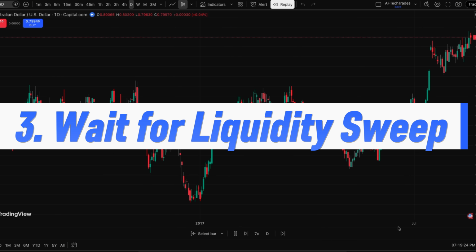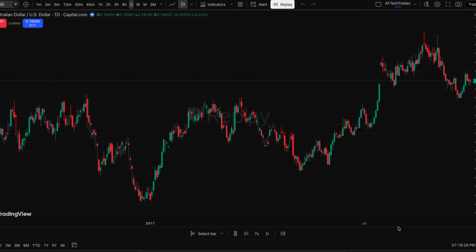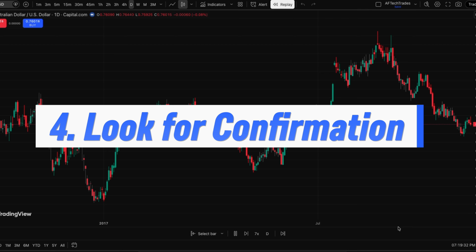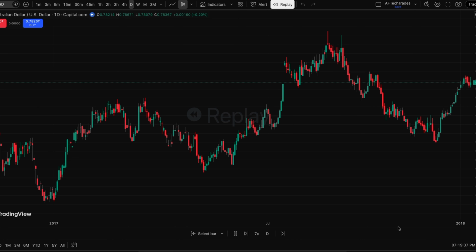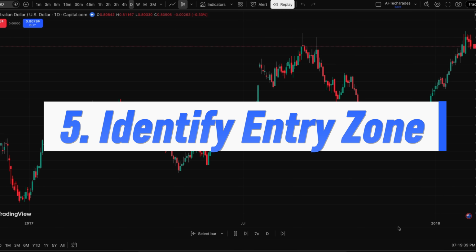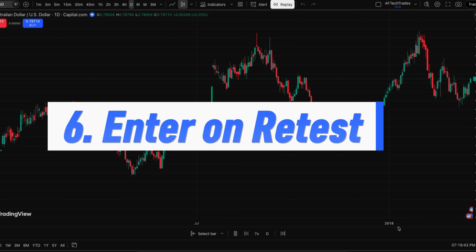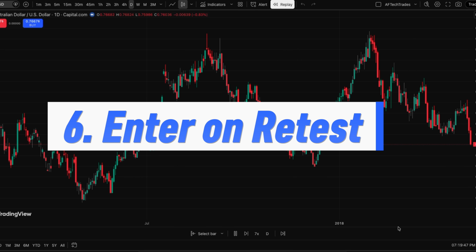Step 3. Wait for the sweep. Don't rush. Let price take the liquidity first. Step 4. Look for confirmation, CHOCH or BOS. After the sweep, you want to see a clear shift in direction. Step 5. Identify your entry zone, order block or fair value gap. Step 6. Enter on the retest. Enter when price returns to your zone and shows rejection.